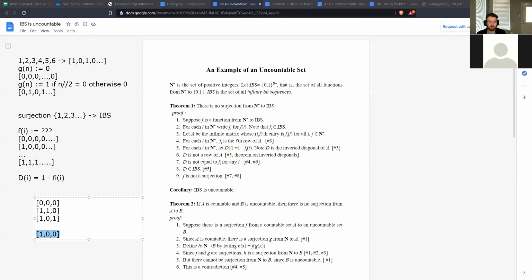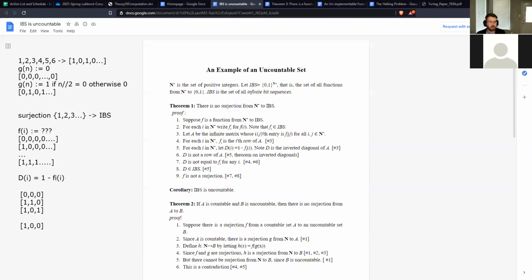No, it can't possibly be in the matrix because of how we built it. It is different from every row in this matrix by at least 1 digit. I've constructed a sequence that can't possibly exist in our matrix. So that is what D is. It is a function that gives me a sequence that can't possibly exist in the matrix.